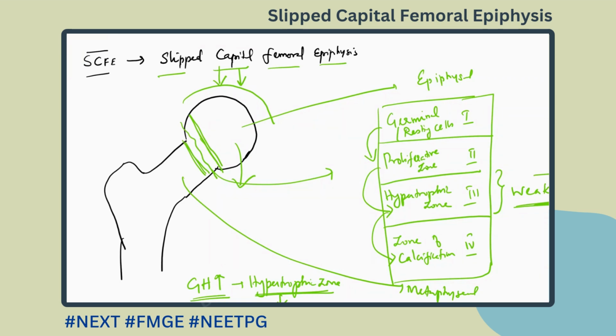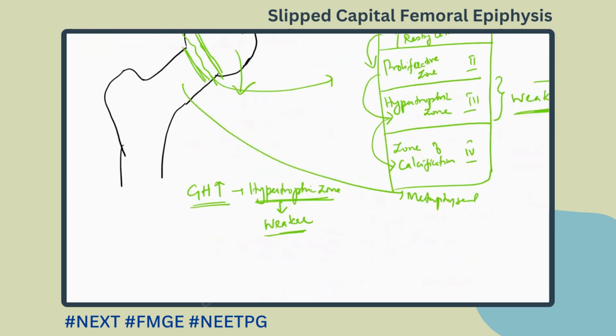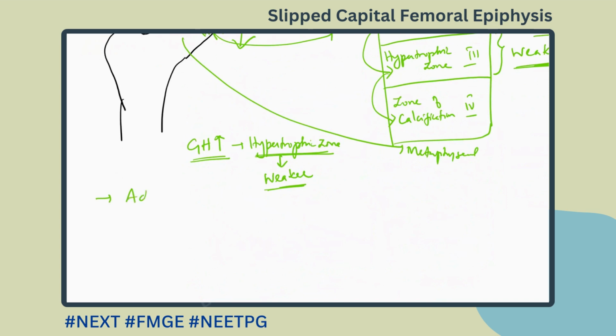Simple. So the hypertrophic zone becomes weaker around the adolescent period, and if the patient is overweight, slippage of the head of the femur occurs. That is called slipped capital femoral epiphysis. This is common in the adolescent age group where the growth spurt is more. It is also common in males. It is also common in obese males.